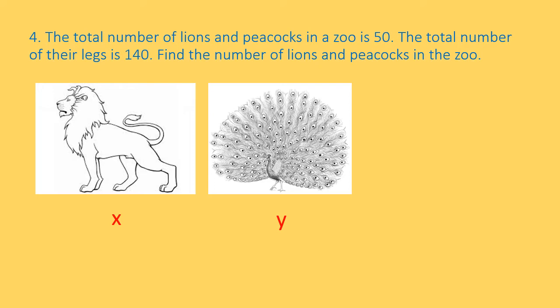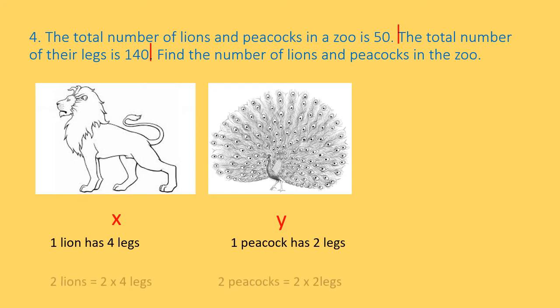Now let us move towards the second condition. What is the second condition? The second condition says that the total number of legs is 140. Means if we count the legs of lions plus we count the legs of peacocks, the total number will be 140, and we have to find out how many lions and peacocks are there in a zoo. Now for the second condition, the total number of legs is 140, but we all know one lion has 4 legs whereas one peacock has 2 legs.